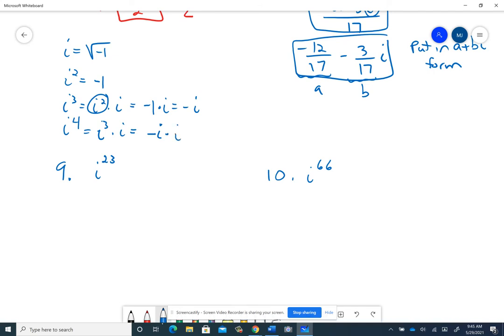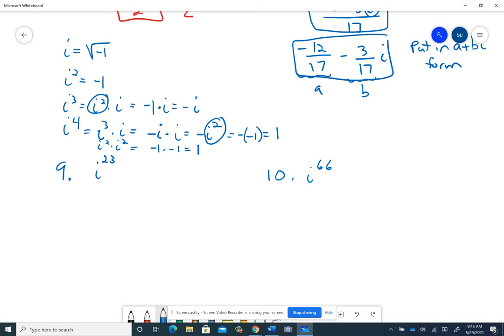-i times i. And that's -i squared, right? And i squared equals -1. And so i to the fourth turns out to be 1. You could also do i to the fourth by thinking about i squared times i squared. That would be i to the fourth. So that would be -1 times -1, which is 1. Okay. All right, so let me simplify this now.